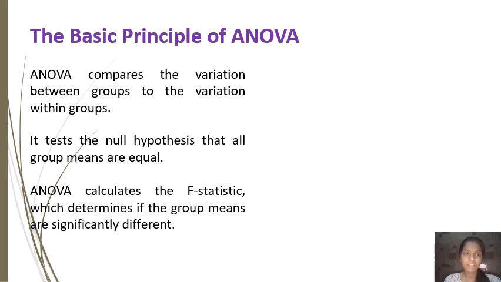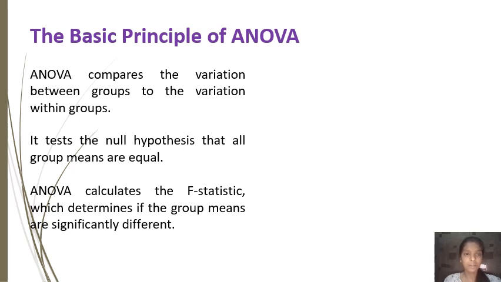Next are the basic principles of ANOVA. ANOVA compares the variation between groups to the variation within the groups. It tests the null hypothesis that all the group means are equal. ANOVA calculates the F statistic, which determines if the group means are significantly different. This is the basic principle of ANOVA.